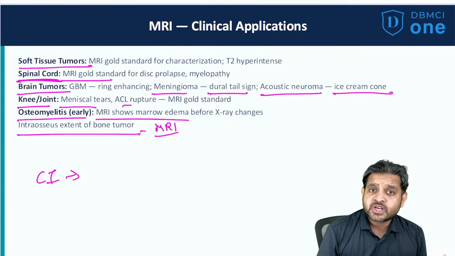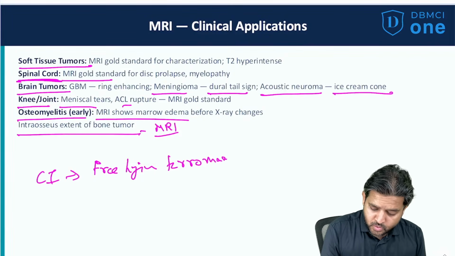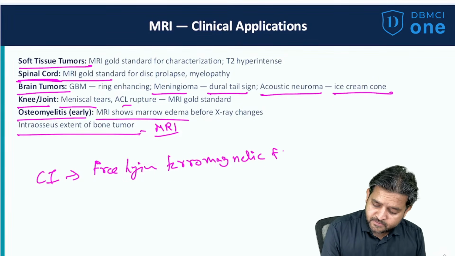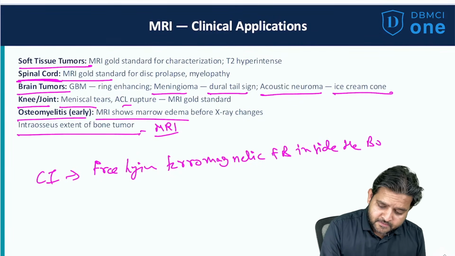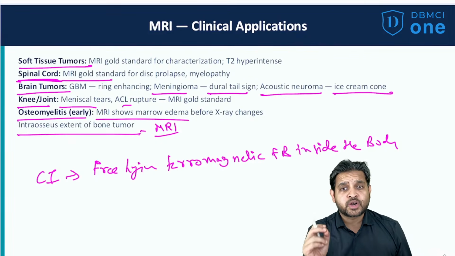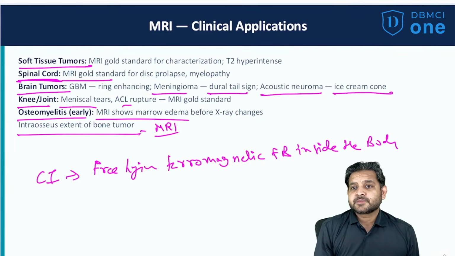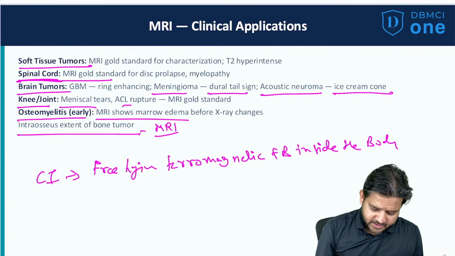MRI contraindication: a free lying ferromagnetic foreign body inside the body is an absolute contraindication, like an iron foreign body inside the eye.